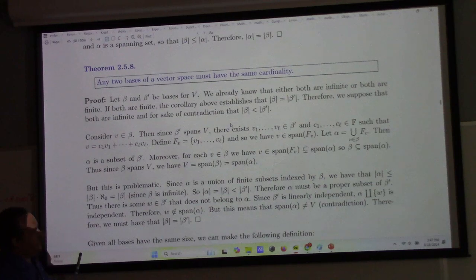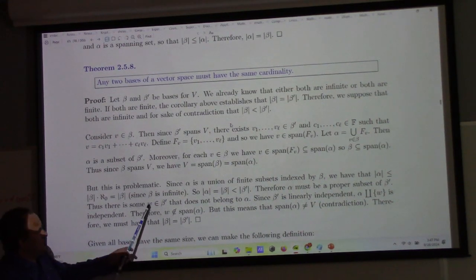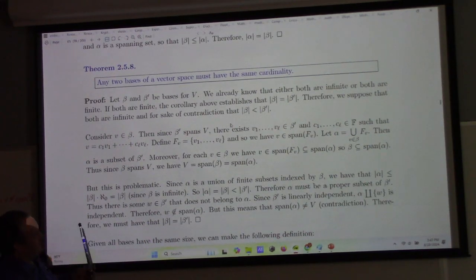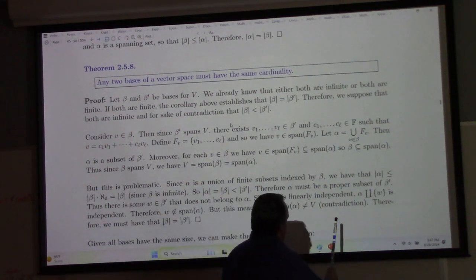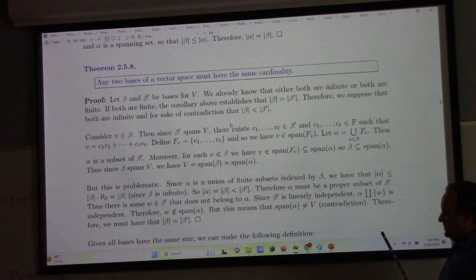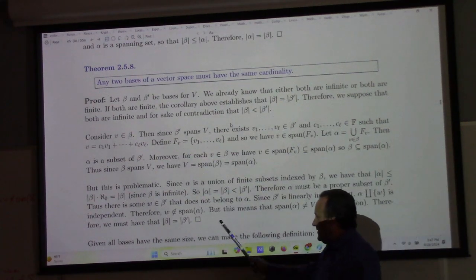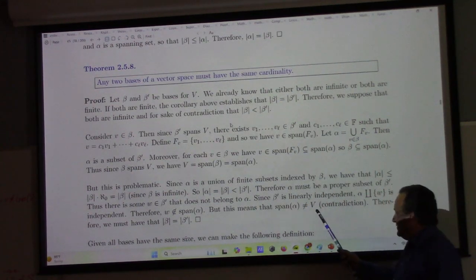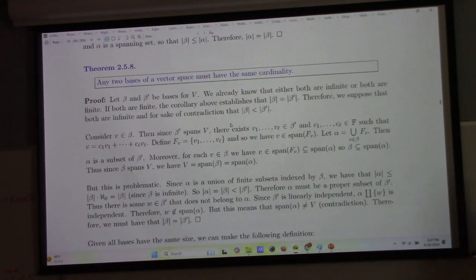Therefore, alpha must be a proper subset of beta prime. And so there's some W in beta prime which does not belong to alpha. And then we can take alpha disjoint union with the set with the W that's independent, and W is not an element of the span of alpha, but this means that the span of alpha is not equal to V, which is a contradiction. Therefore, we must have the cardinality of the two equal.